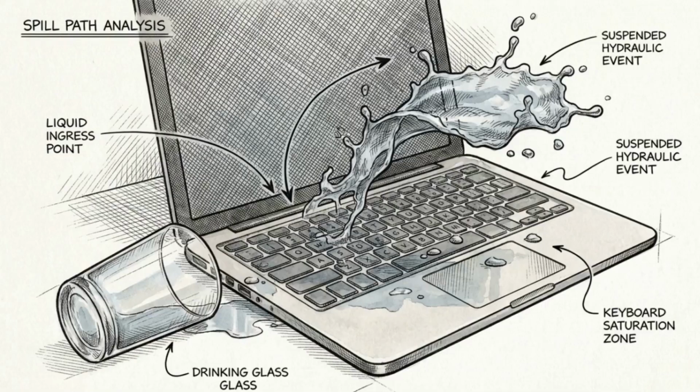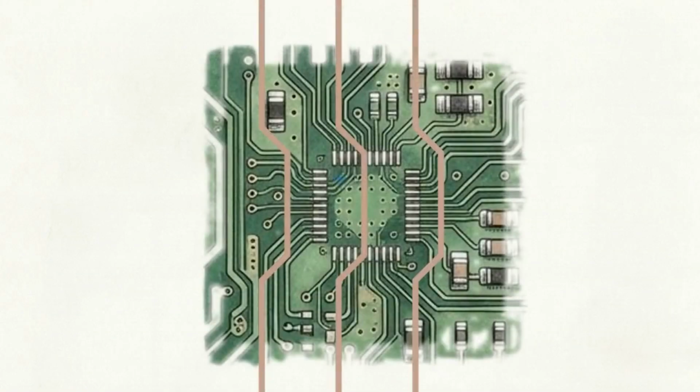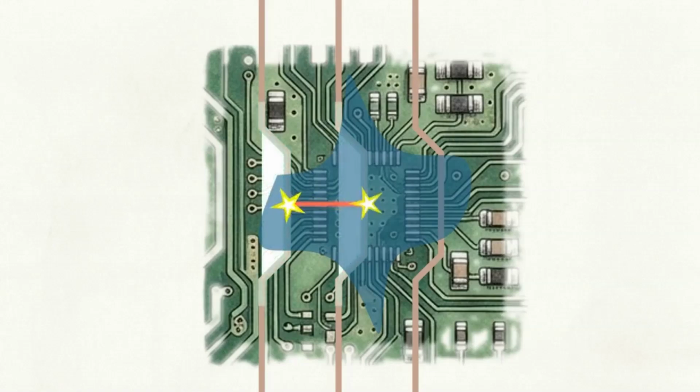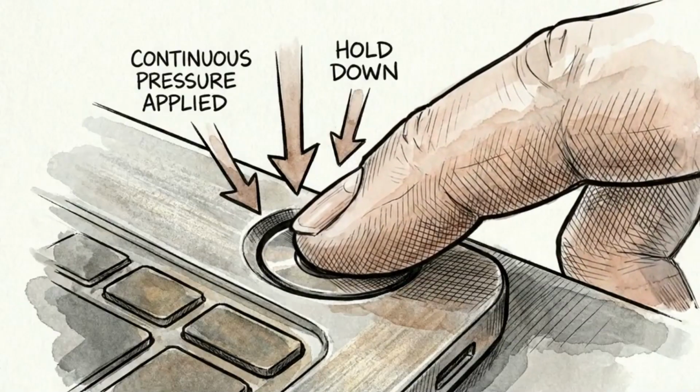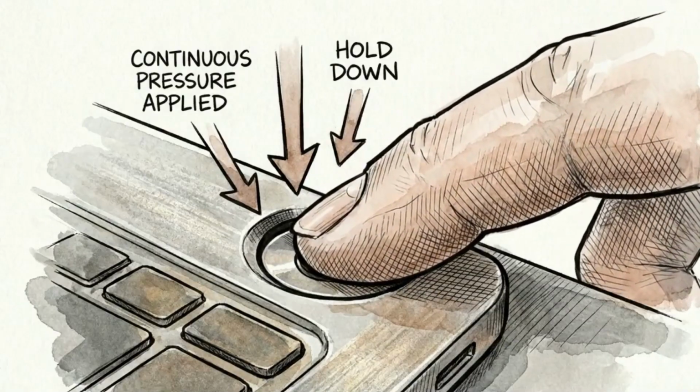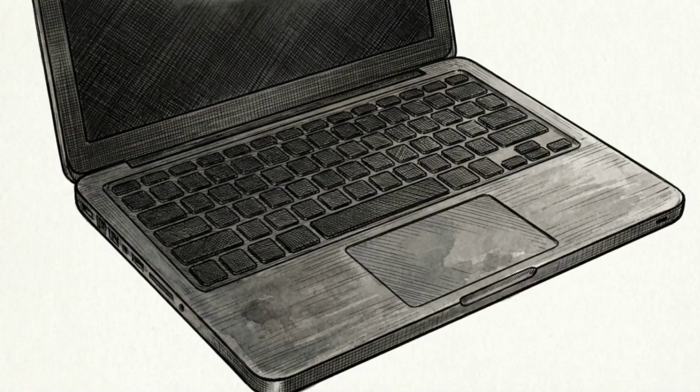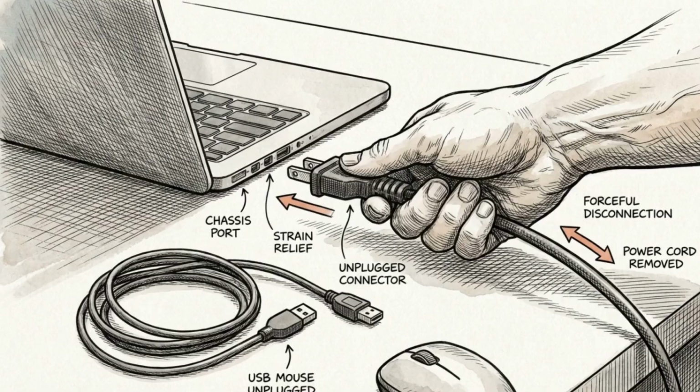A liquid spill is an immediate hardware emergency. Water conducts electricity, and every passing second the laptop remains on allows the liquid to bridge circuits and corrode the motherboard. This video demonstrates the exact action you must take. Do not try to shut down normally. Press and hold the power button for 5 to 10 seconds until the machine goes completely black. Next, unplug the charger and any external devices.